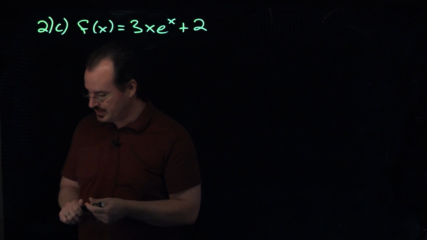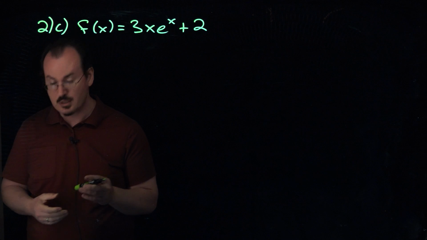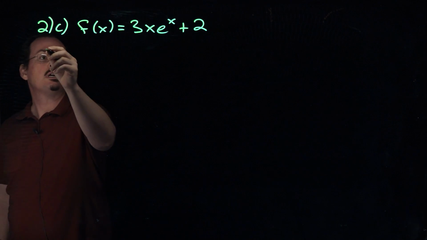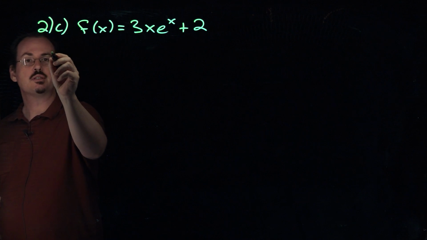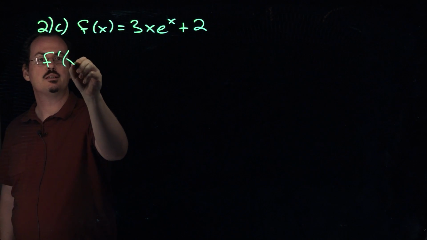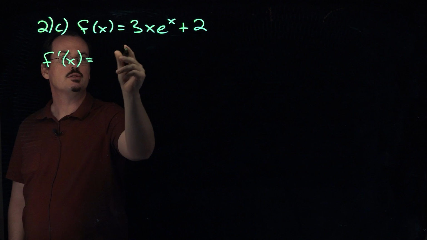Doing problem 2C from section 5.2. So this is kind of similar to the example one that we did there with the exponential in it. Again, first step, take the derivative of this thing. So we're going to use the product rule here.